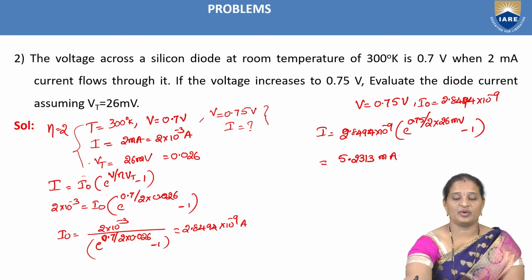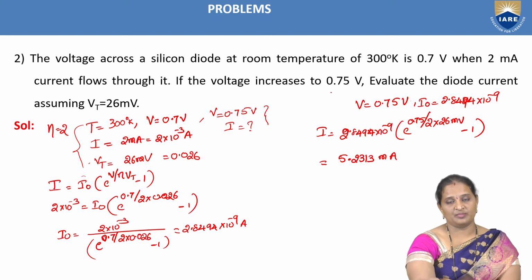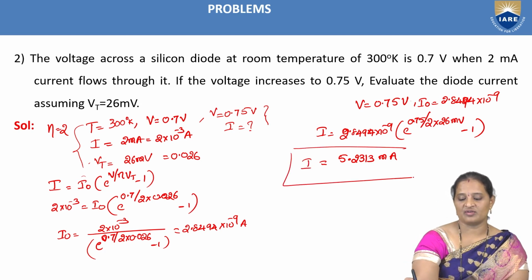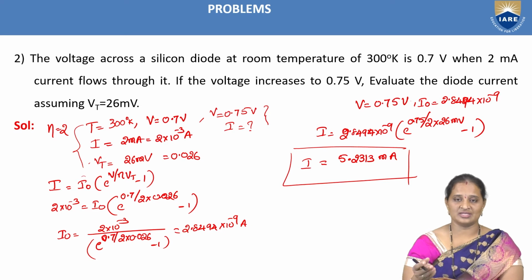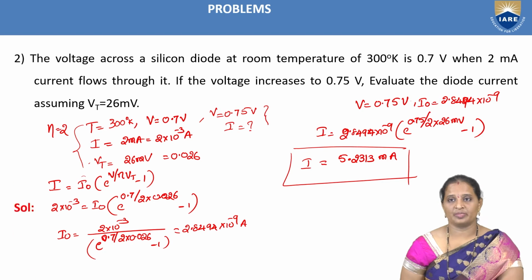So here for 0.7 volts, the current was 2 milliamperes. Now we have increased the voltage by 0.05. Then the current is increased by almost 3 milliamperes. So this is the change that you can observe. So under forward bias condition, once the diode starts conducting, if we increase the voltage by a small amount, the current increases by a large amount. So this is the way of calculating the current once the voltage is known.